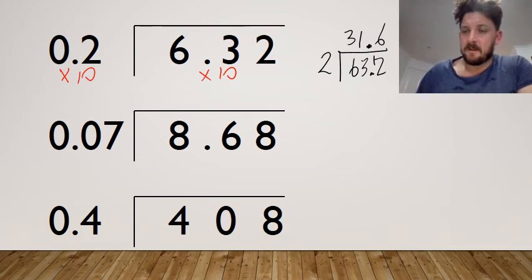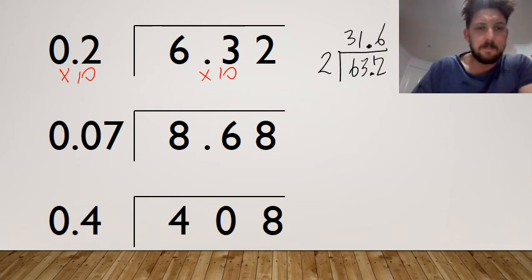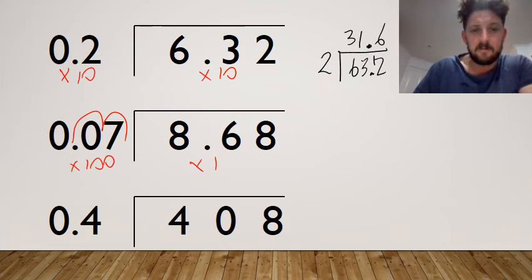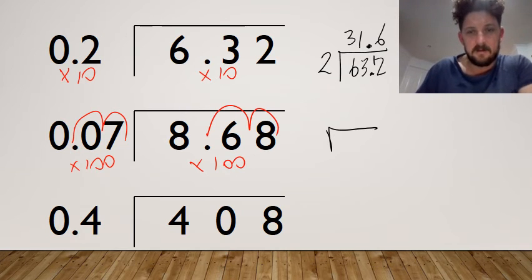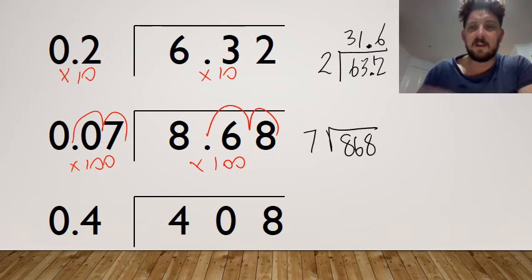Quickly give that a mark, gents. If you have to, you can stop the video again and double check your answers on your next 2. If we go on to the next one now, what do I have to do to make 0.07 a whole number? I know it is 2 jumps, so it would be times by 100. I times this one by 100 as well, which is 2 jumps. Let's rewrite it out. 7 into 868. And then I work it out.